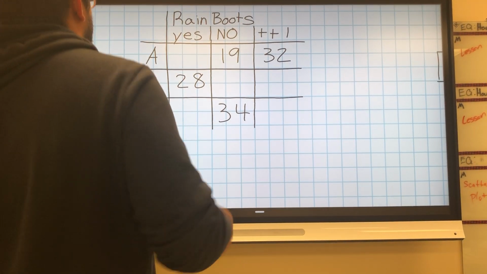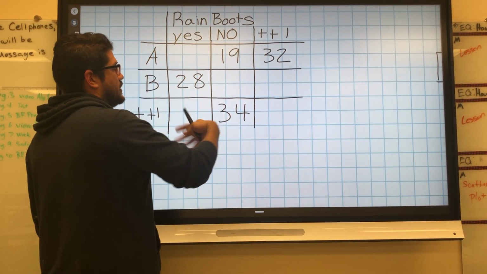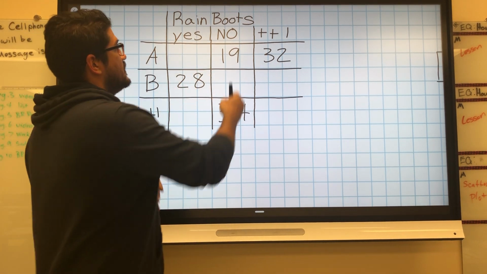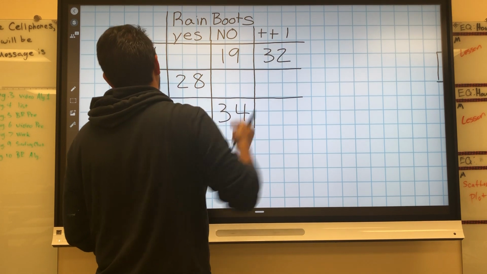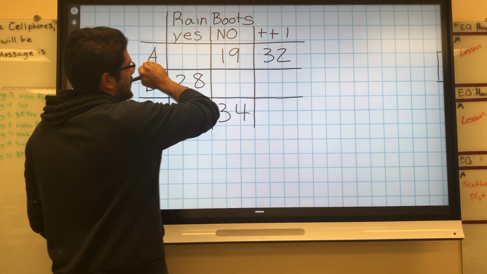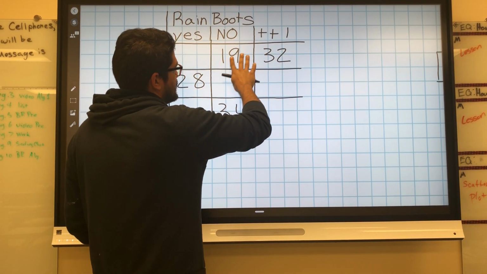All right, first things first, we're gonna finish the chart here. There's missing spaces. TTL stands for total. It's not plus plus one. Now, here we go. What plus 19 gives you 32?